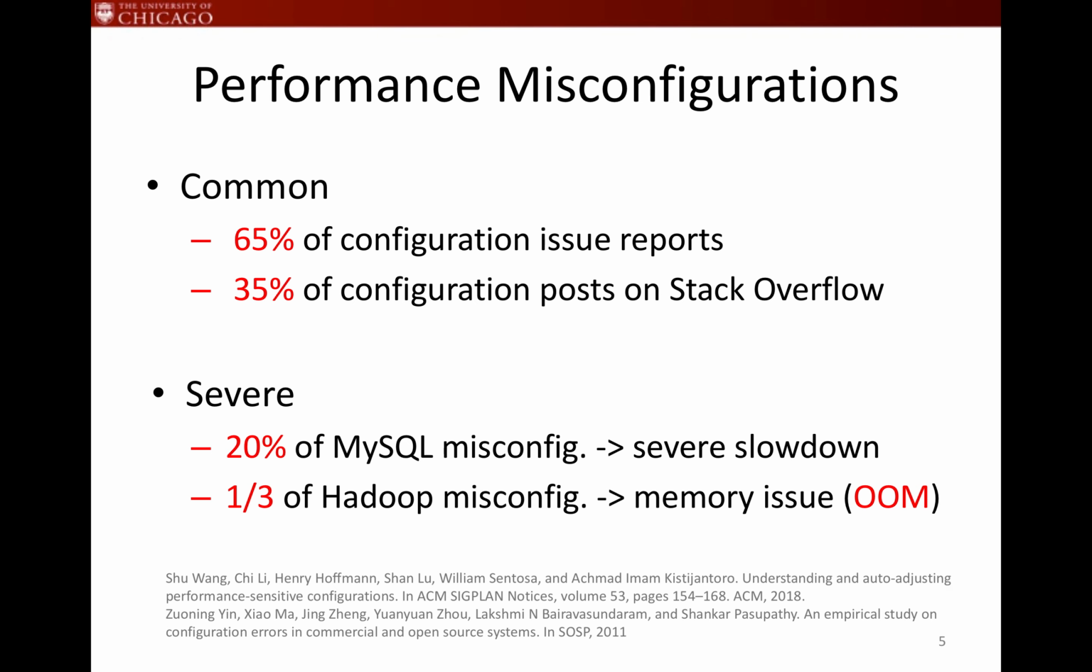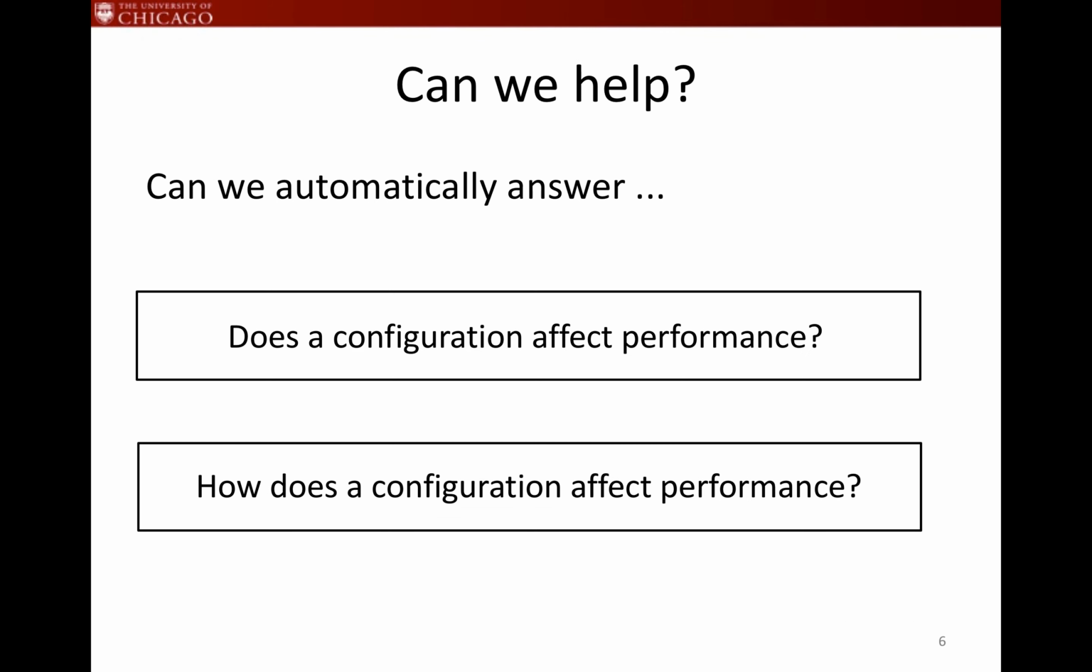Consequently, it's not a surprise that performance-related misconfigurations are very common and they lead to severe incidents. Previous study has found that as many as 65% of configuration issue reports and 35% of configuration questions on Stack Overflow are related to performance. Furthermore, about 20% to one-third of these performance misconfigurations are very severe, causing severe slowdown or out-of-memory errors. So, can we help?